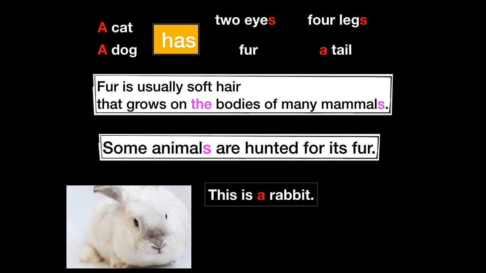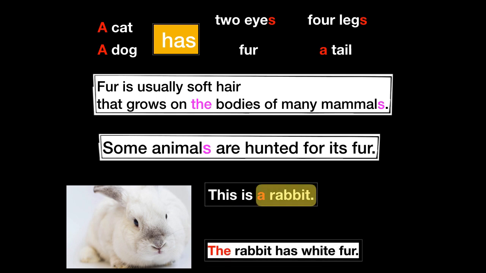This is a rabbit. A rabbit. The rabbit has white fur.